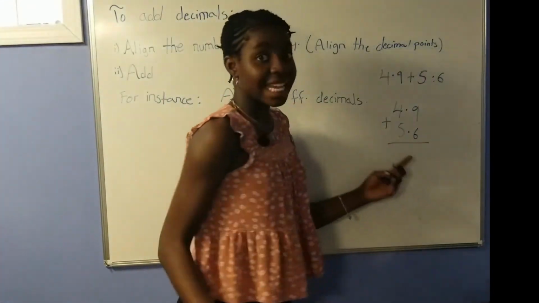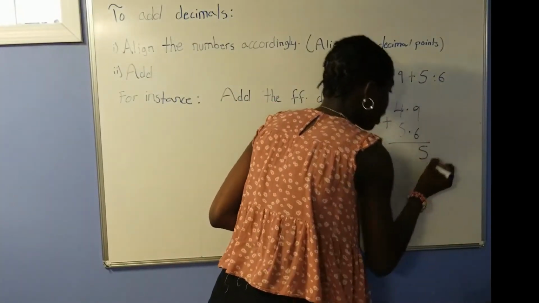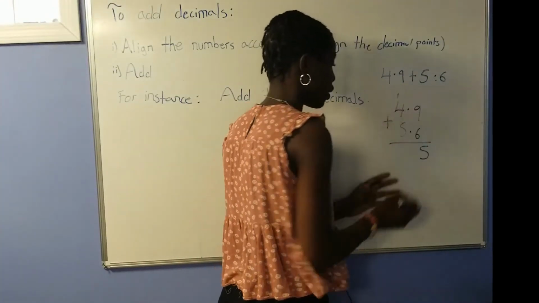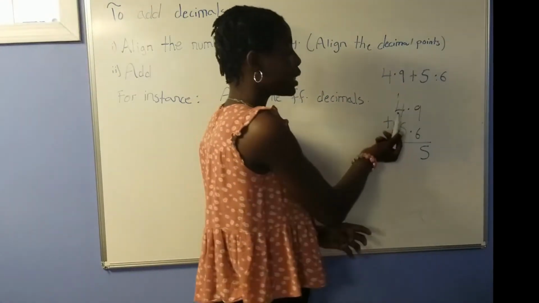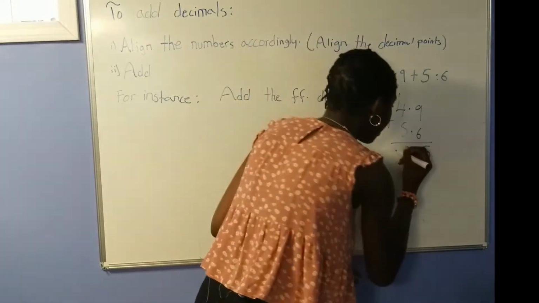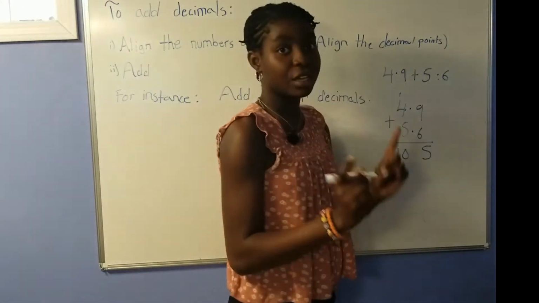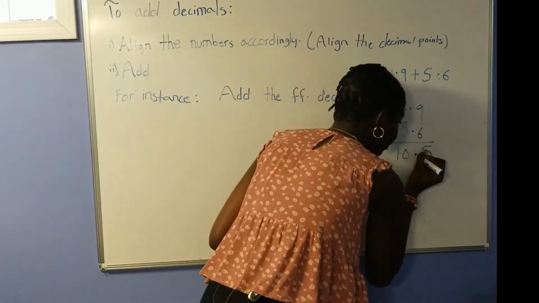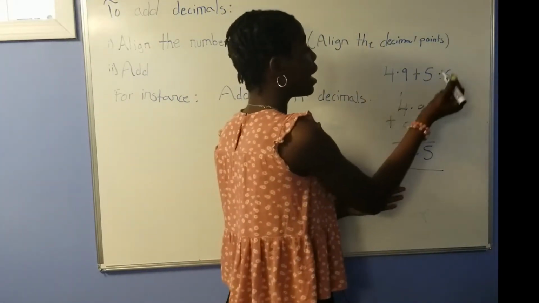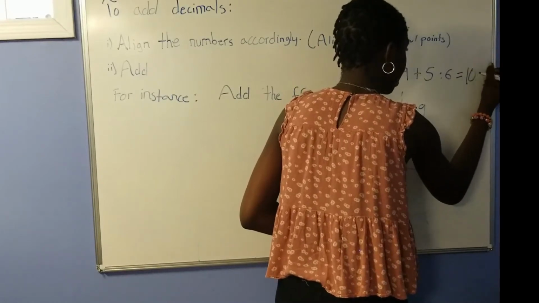9 plus 6 is 15. So you put a 5, and we have a remainder of 1. We put our remainder 1 here. 5 plus 4 is 9. 9 plus 1 is 10. We put a 10. But don't forget, you need to bring your decimal point. Which means 4.9 plus 5.6 equals 10.5.